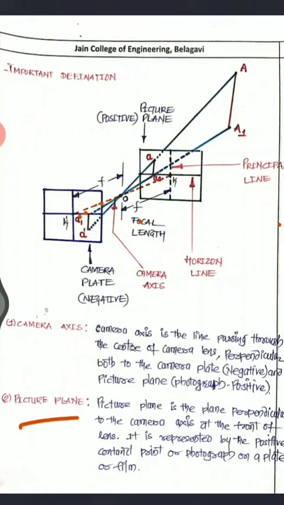What is picture plane? Picture plane is the plane perpendicular to the camera axis at the front of the lens. It is represented by the positive contact print or photographs on the plate or film. Now this is your picture plane, which is perpendicular to the camera axis.